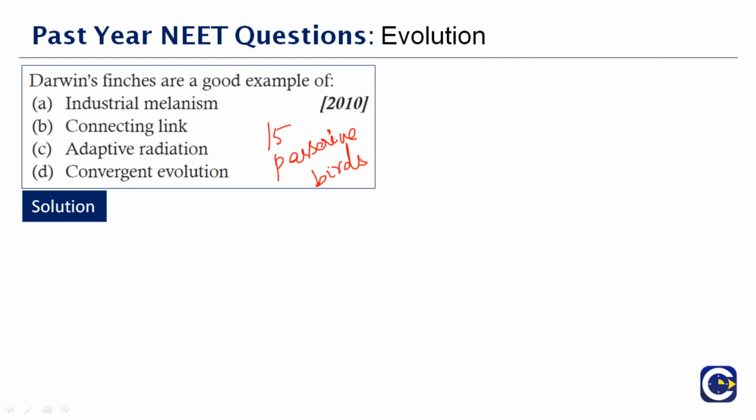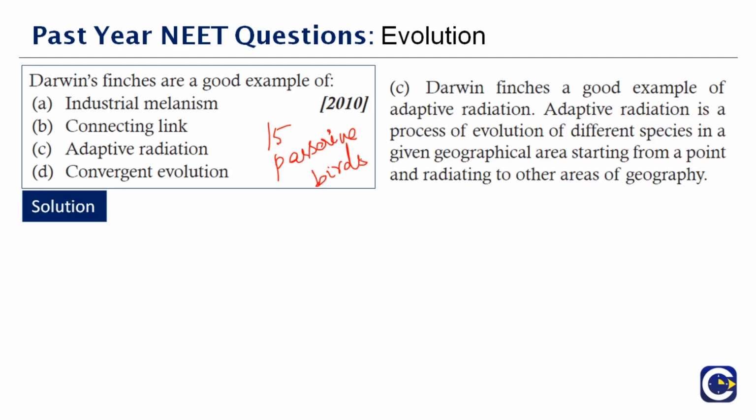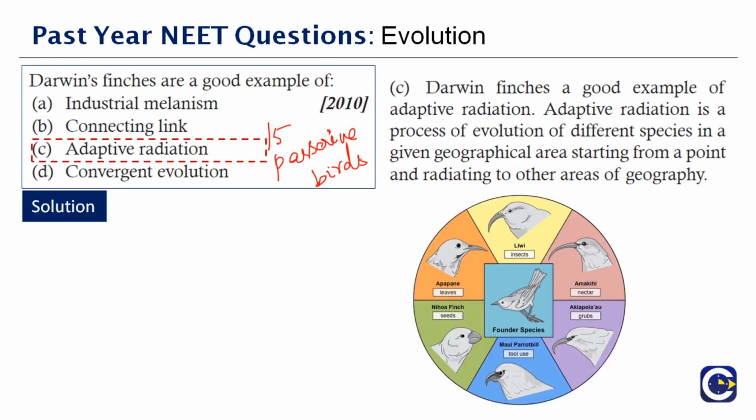So each beak, if you look at every bird, is unique. It's not the same for every bird. So these Darwin's finches are a good example of adaptive radiation. Adaptive radiation is a process of evolution of different species in a given geographical area, starting from a point and radiating to the other areas of geography. Therefore the right answer to this question is option C.